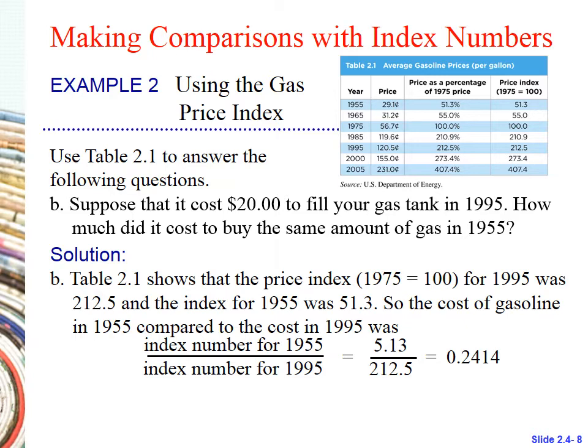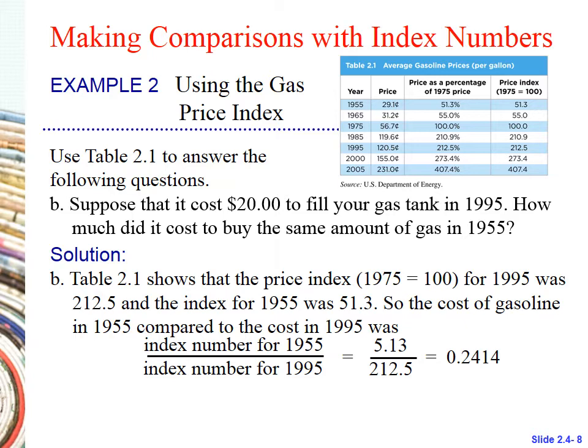So I want to find the ratio of the index for 1955 as compared to 1995. When you want to do one of these comparisons, you're going to form a fraction that does the one you're interested in. I want to know the $20 to fill my tank in 1995.